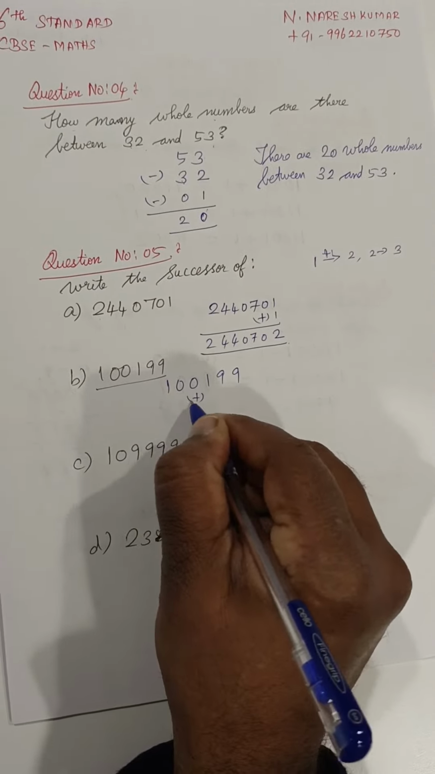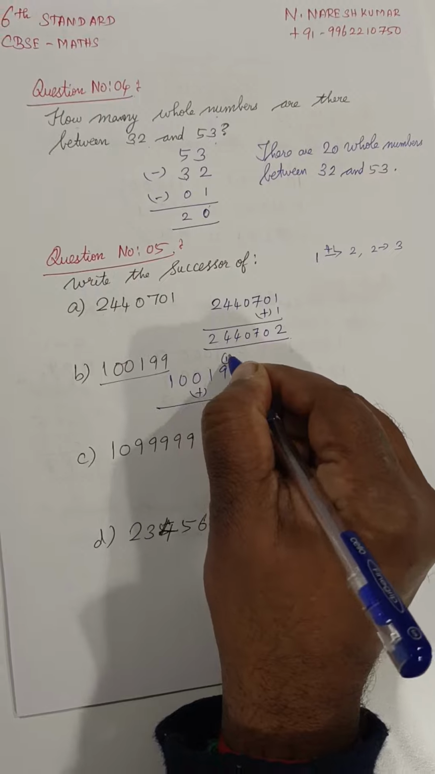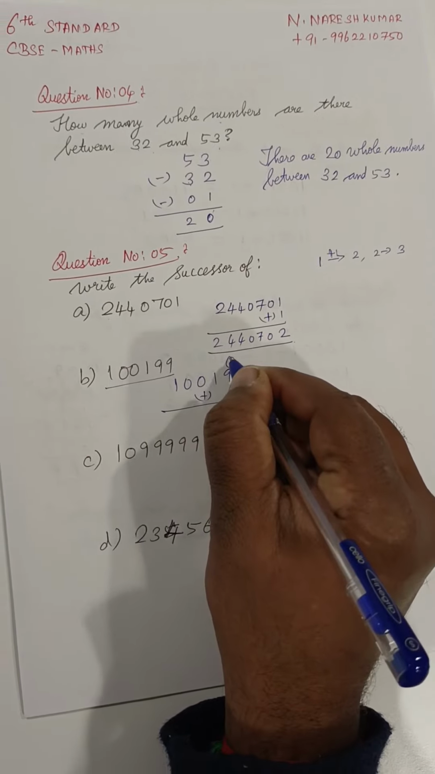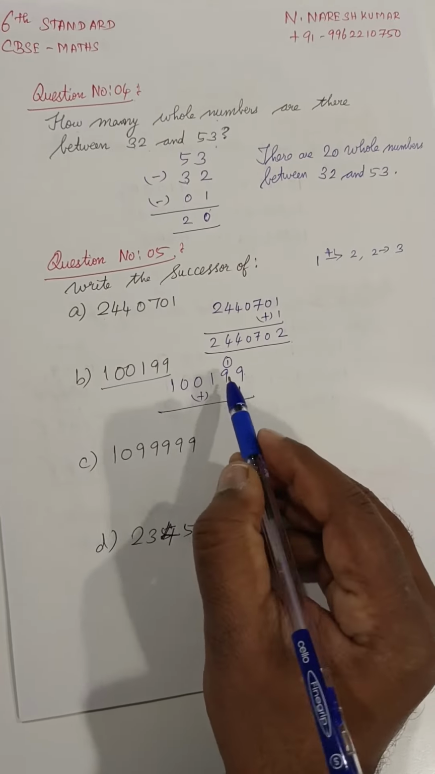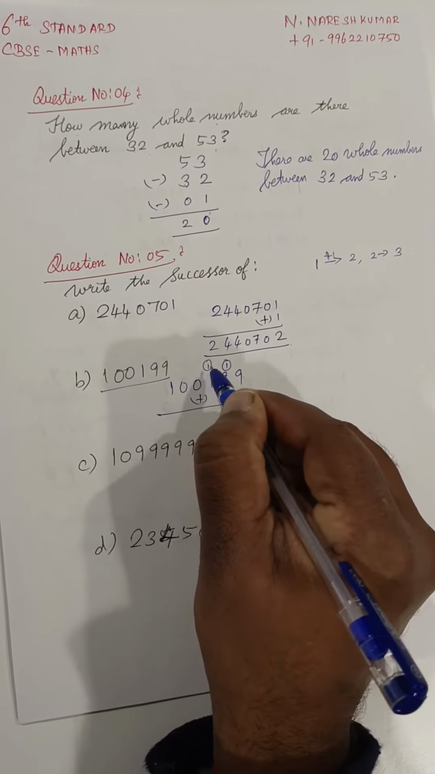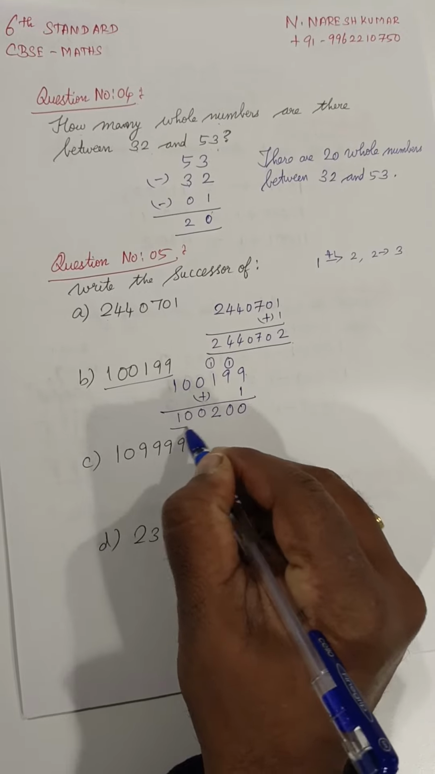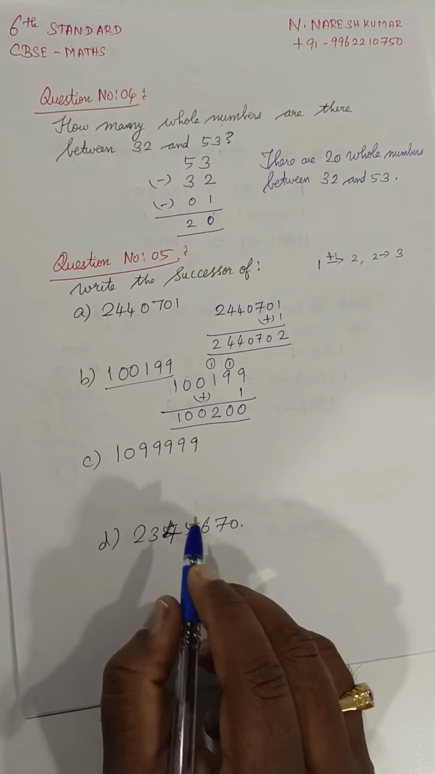Then what is the successor of 100199 plus 1? 9 plus 1, 10. So 0, here we have placed it as 1. 1 plus 9, 10. So here 1. 1 plus 1, 2. 0, 0, 1.